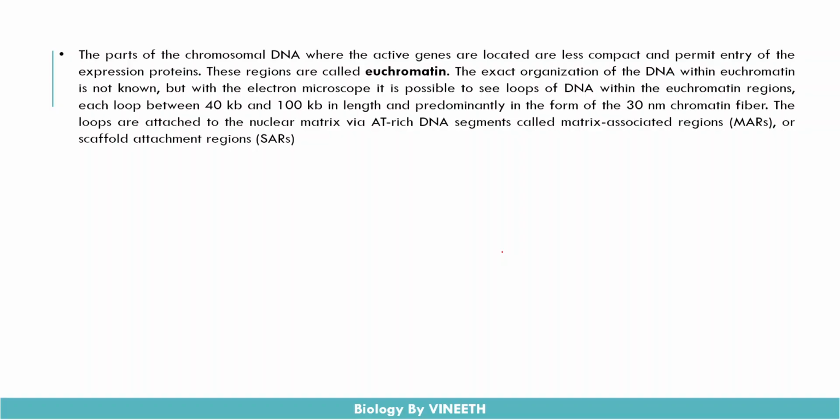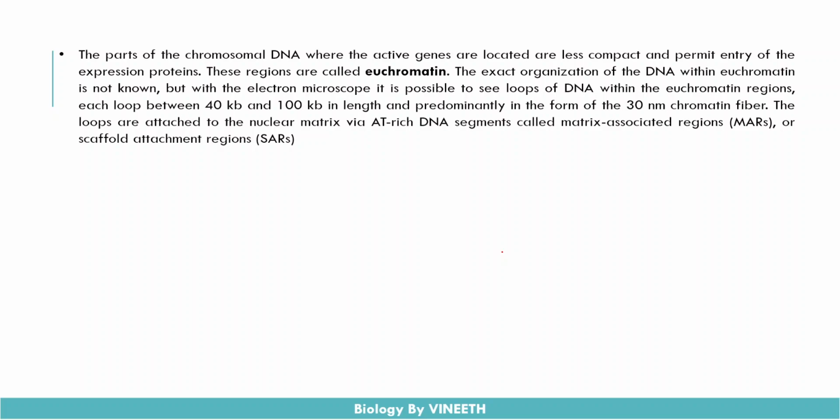These euchromatin-specific chromatin sequences are present in the nucleus in the form of loops. These loops are about 40 kb to 100 kb in length, and they are predominantly present in the form of a 30 nanometer fiber associated with the nuclear matrix. These euchromatin sequences forming the loop structure contain a lot of adenine and thymine rich DNA segments, which go and bind to the nuclear matrix.